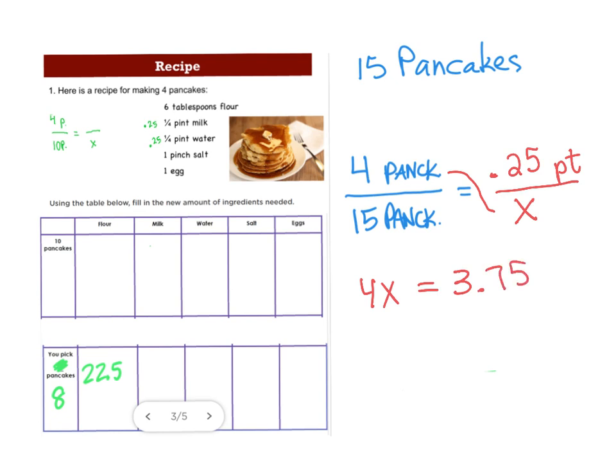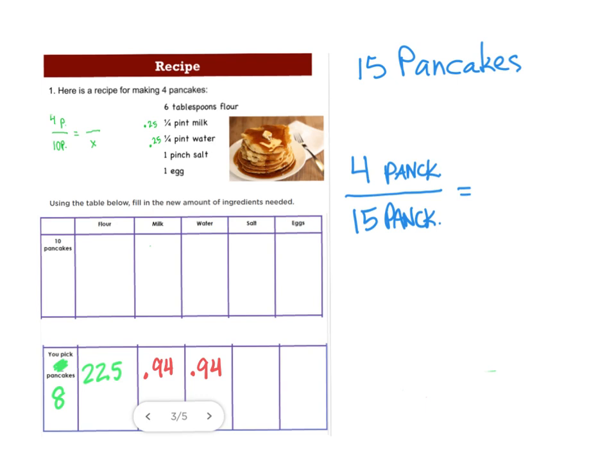And then to figure out what I need to multiply times 4 to get 3.75, I have to divide both sides by 4. And 3.75 divided by 4, it's going to be kind of a long decimal. It's 0.9375. I'm going to round it to 0.94. So that is for milk, and conveniently also for the water.